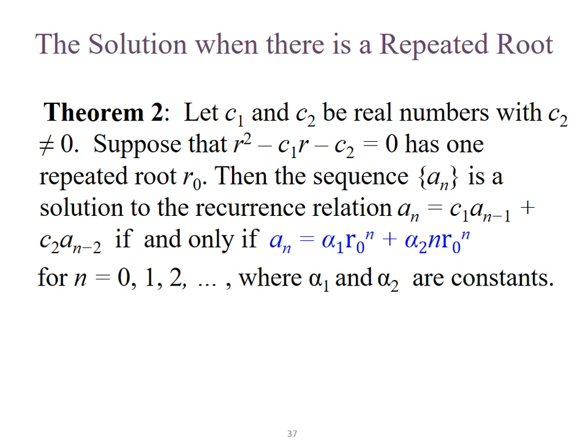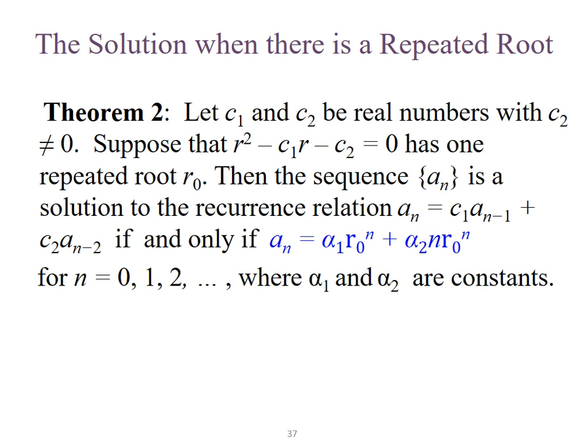If we have a sequence of real numbers for our recurrence relation, and we have the characteristic equation r squared minus c1 r minus c2 equals 0, which has one repeated root r0, then our solution will be different. Our solution becomes alpha 1 times r0 to the power of n. So this is the same as before, right? But for the second term, we have alpha 2 times n times r0 to the power of n.